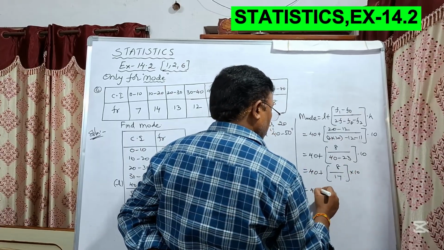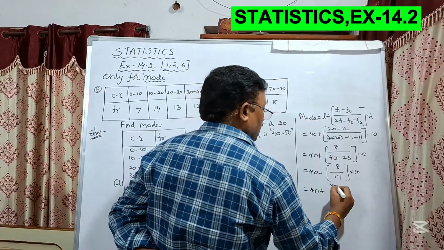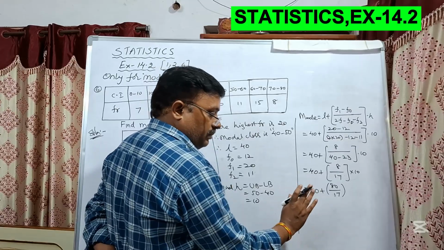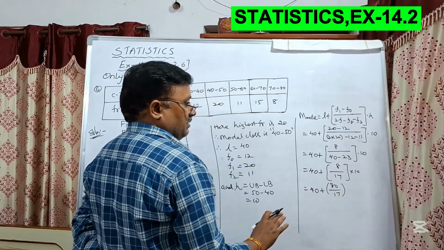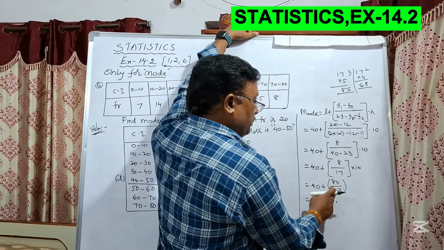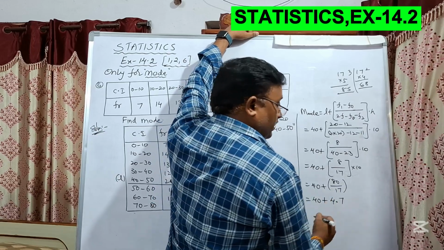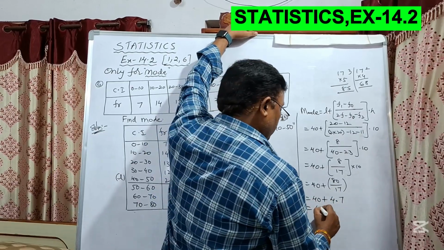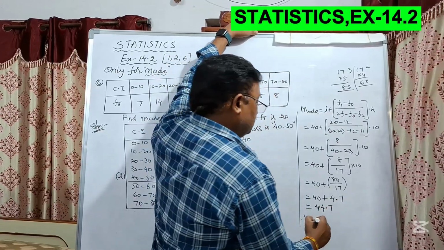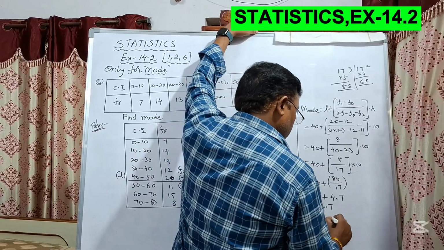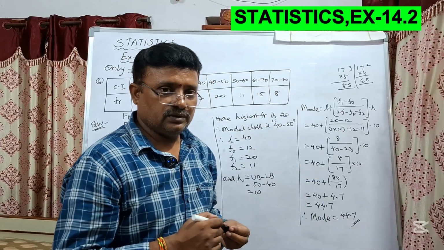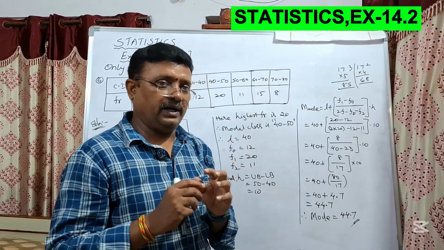So this is equal to 40 plus 8 tens are 80 by 17. You don't take the LCM, 40 plus remains the same. Find the 80 by 17 value separately. That is equal to 40 plus, now 80 by 17 value will become 4.7 approximately. This is equal to 40 plus 4.7, which is 44.7. Therefore conclude the answer: the mode of this problem is equal to 44.7. Okay? That's it. So these are the three sample problems for finding the mode.